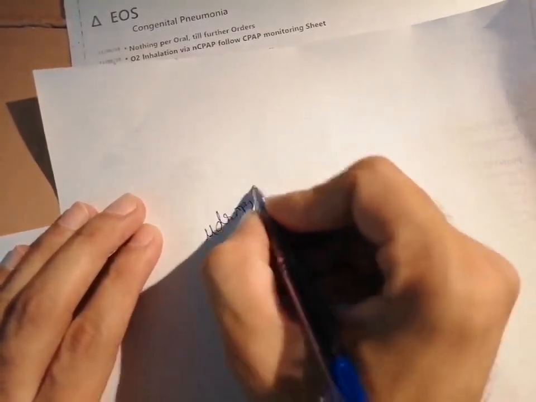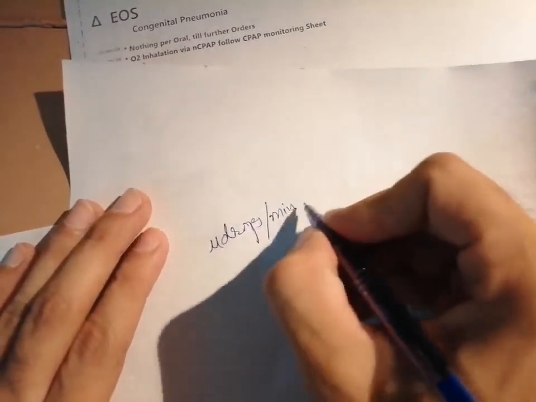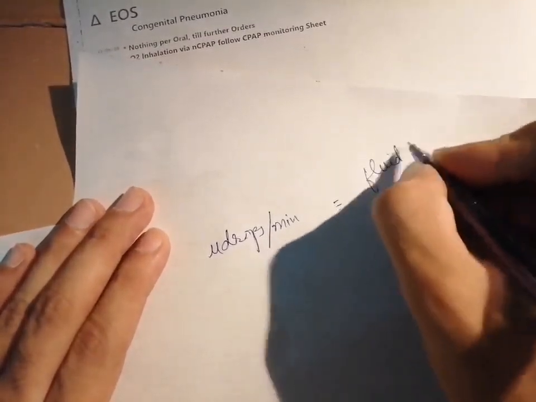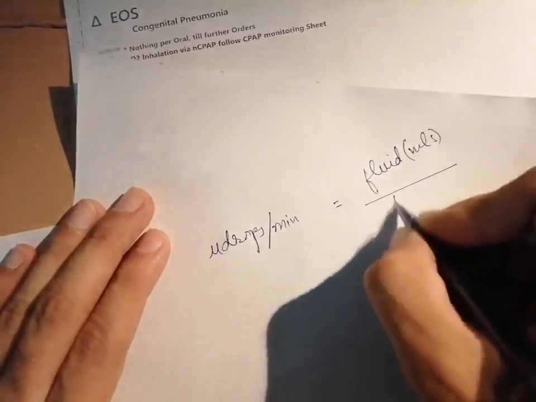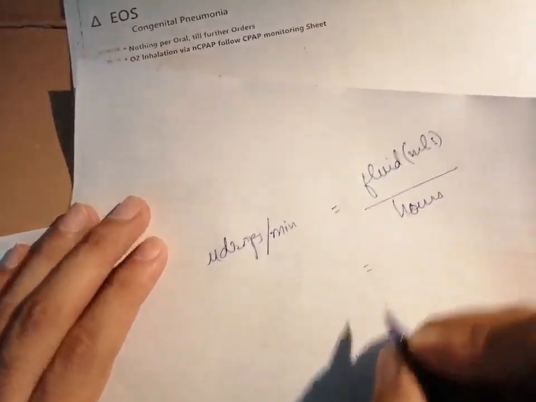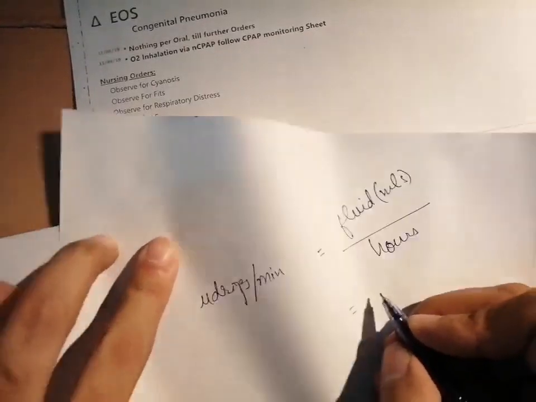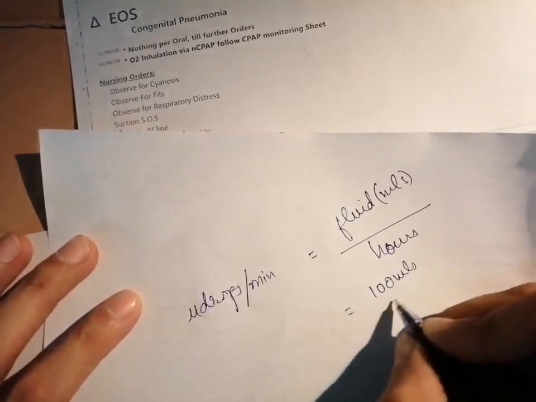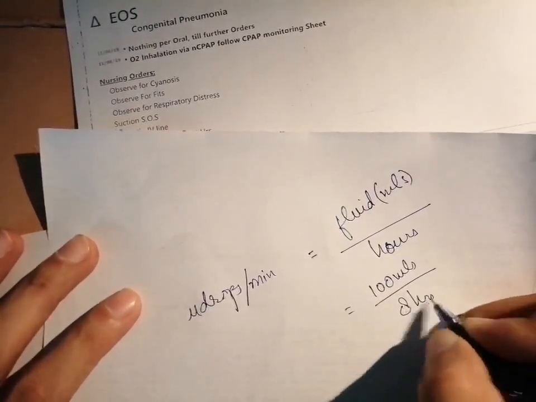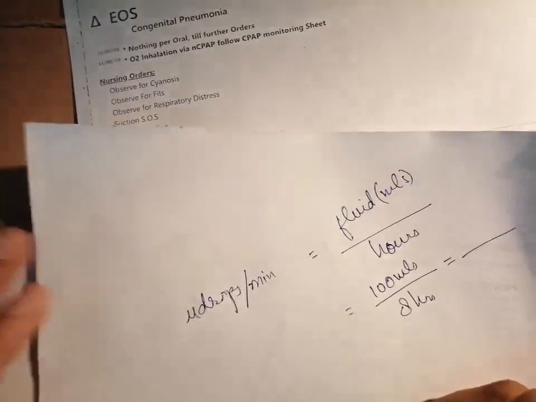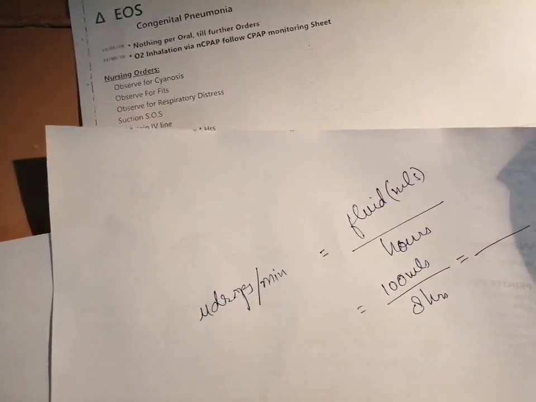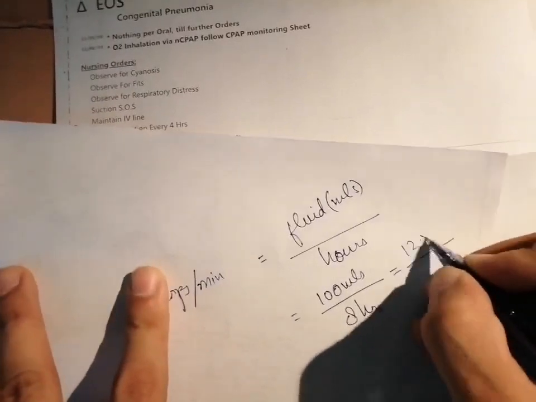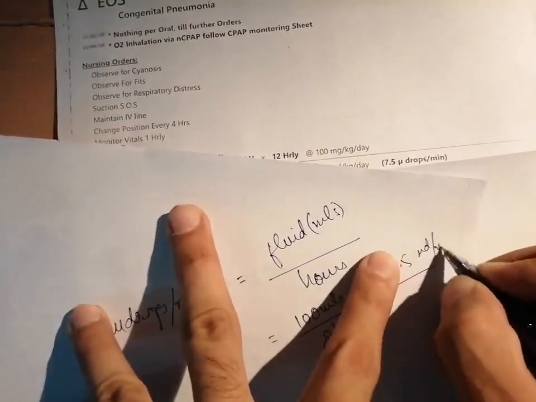The easiest way to calculate the drops per minute for a microburette is that microdrops per minute is equal to fluid in mLs over hours. Let's say that you have to give fluid of 100 mLs over 8 hours, right? So the answer, I'm very poor at maths, you know, is 12.5 microdrops per minute. Right?